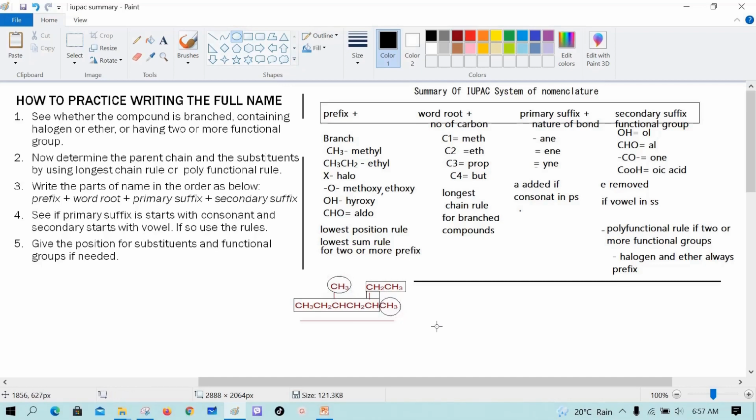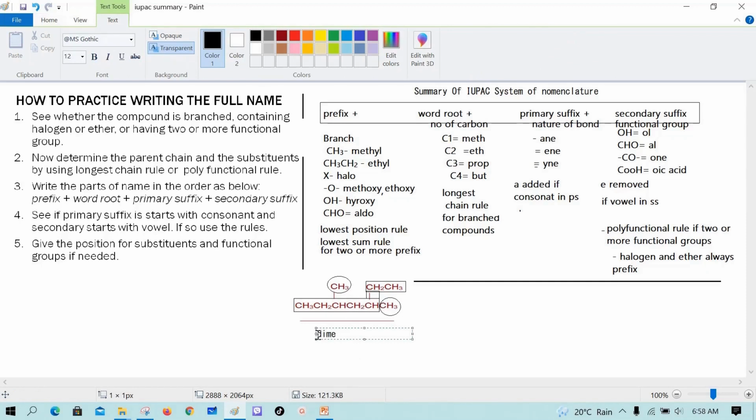Now start writing the name. We start writing the name like this. First we should write the prefix, and then word root, primary suffix, and secondary suffix. For the prefix we have 2 substituents, CH3, and for CH3 we have methyl, and there are 2 CH3. That's why we should write dimethyl. So it will be dimethyl, and then word root.